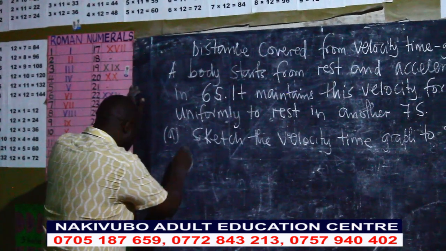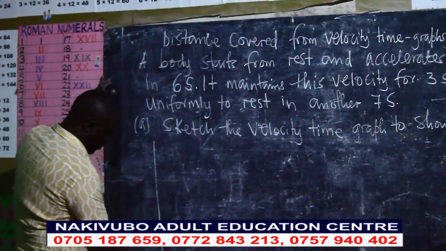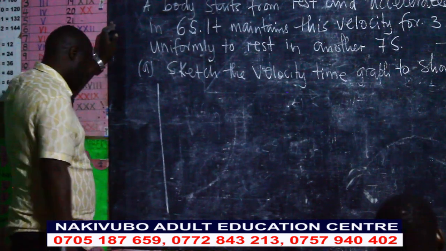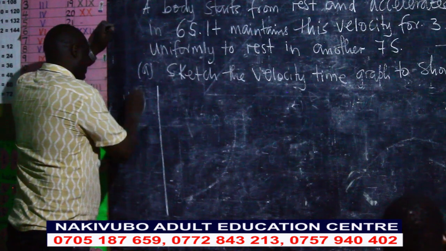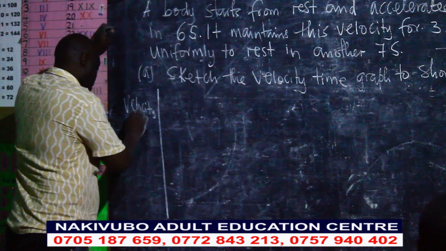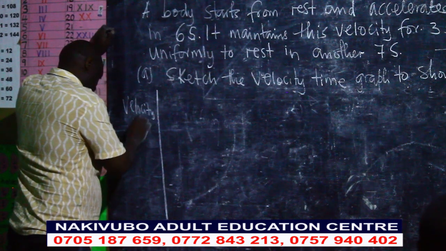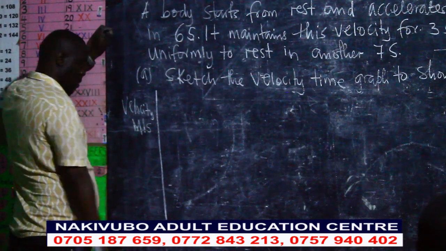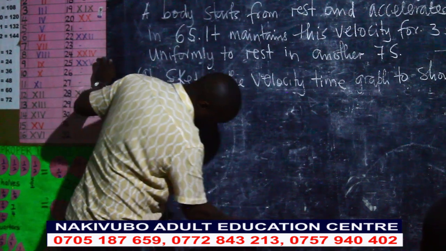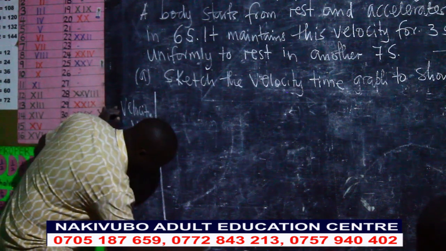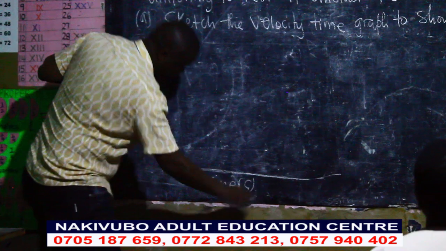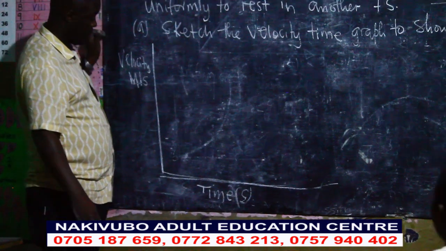So this is the graph. The graph should have the vertical axis. This is velocity. Velocity is measured in meters per second. Horizontally we have time in seconds. Are we together?